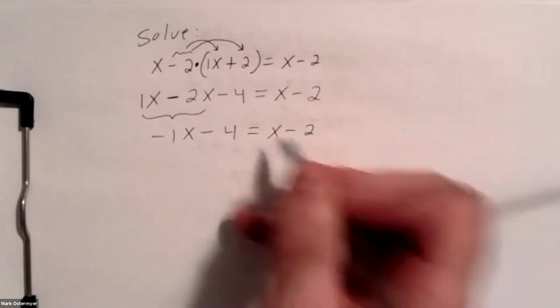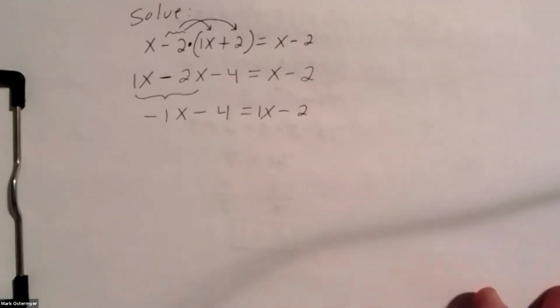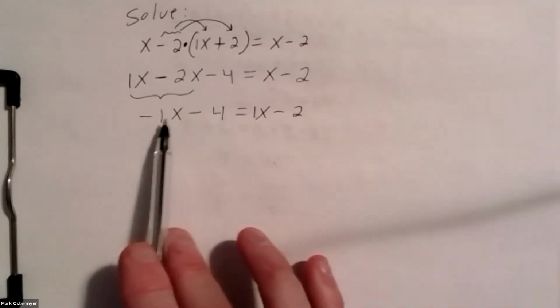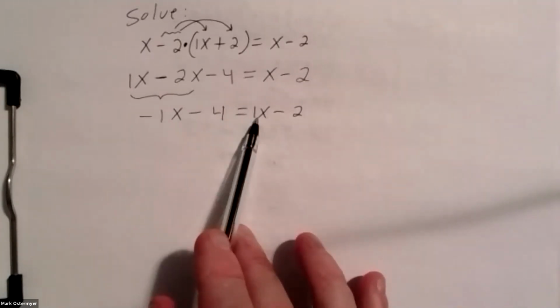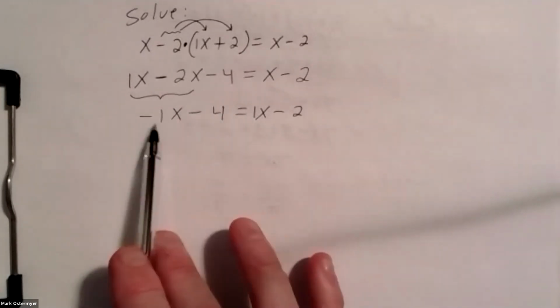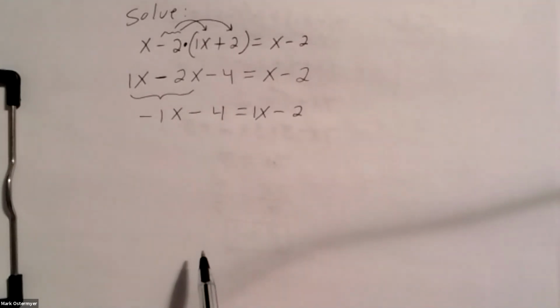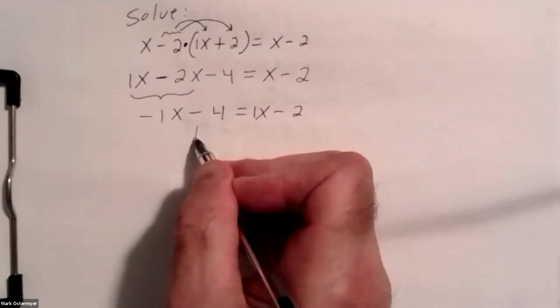All right, what would be next now? Would you combine like terms? Well, we can't combine these terms because they're on opposite sides of the equation. We're at a point in this problem where we're going to have to separate the variable terms on the left side versus the constant terms on the right side. So how do we do that? How do we make that happen? Add 4. Yeah, you can add 4 to both sides.